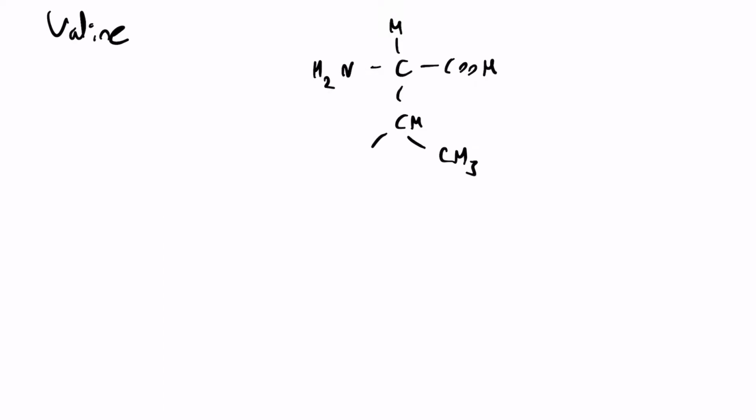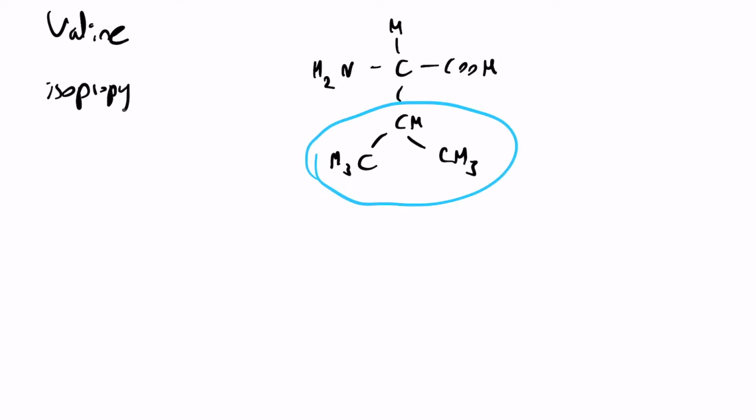Instead of having an isobutyl group, it has an isopropyl group as its side chain. So this is the isopropyl group here. I'll write that down. It's propyl because it's got 3 carbons. So its IUPAC name is 2-amino-3-methylbutanoic acid.